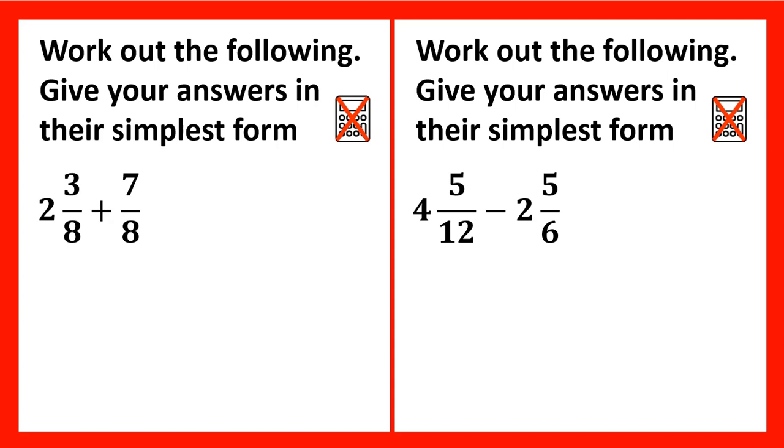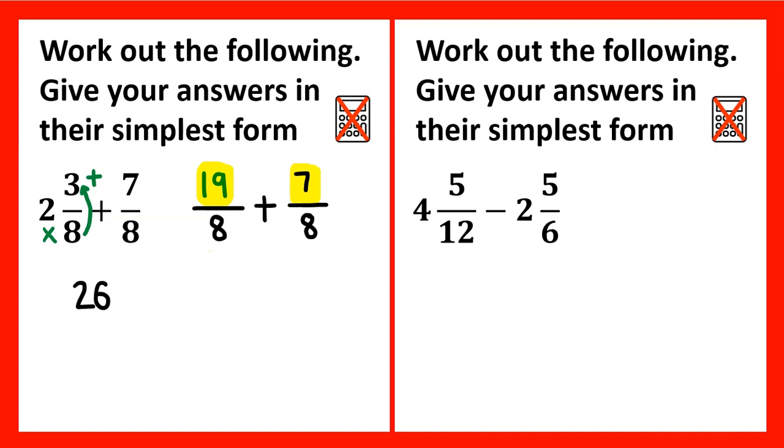To add or subtract mixed numbers, we first change them into improper fractions with a common denominator. So changing this mixed number into an improper fraction, 2 multiplied by 8 is 16, and add the 3 is 19 over 8, and then adding 7 over 8. Since these fractions already have a common denominator, I can add the numerators to give me 26 over our common denominator, which is 8.